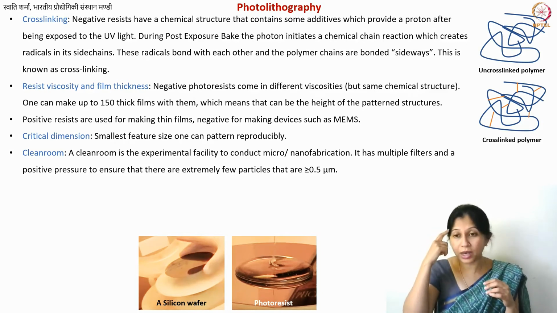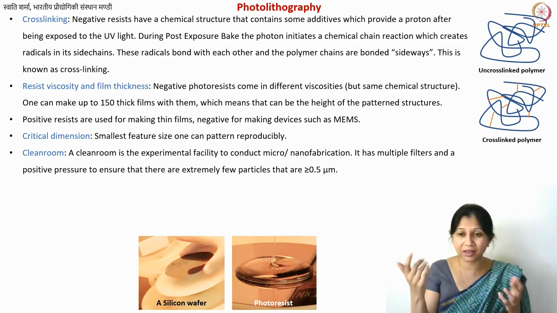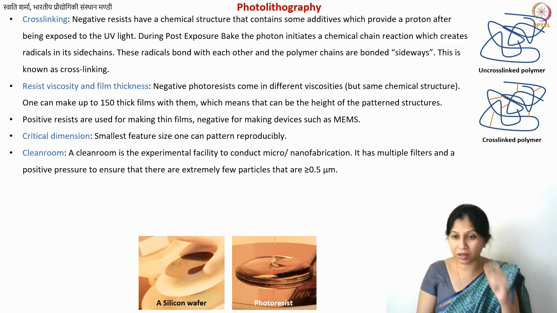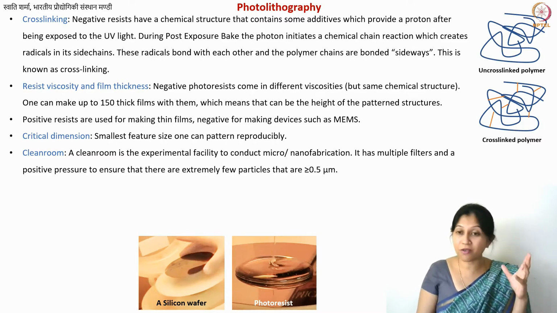Remember that the diameter of a human hair is approximately 70 micrometers. It depends on what kind of hair, but 70 to 100 micrometers is the diameter of a human hair. Think about how small the things are that you're talking about. So you cannot afford to have dust particles and larger particles inside the clean room.